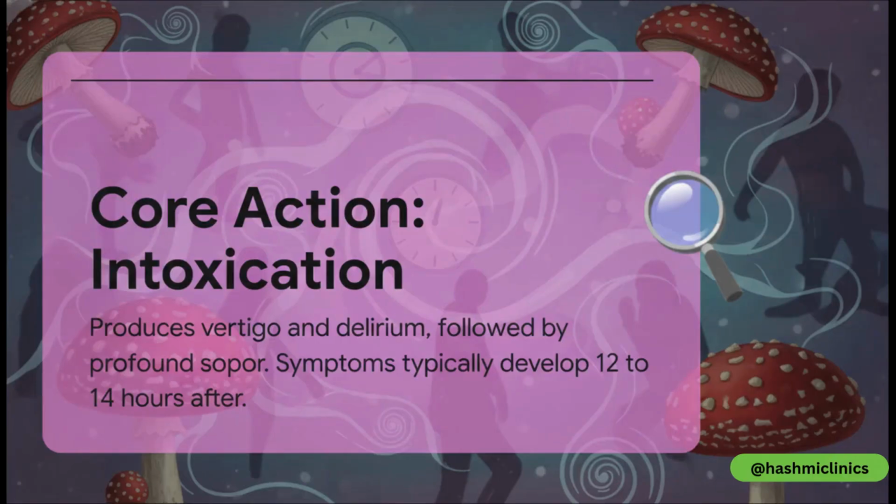Okay, so this slide really lays out the toxicological roadmap for us, and this directly informs how we understand the remedy's symptoms. Notice that slow onset, 12 to 14 hours after exposure. That tells you we're dealing with a deep-acting agent. And this sequence, from vertigo to delirium and then crashing down into stupor, gives us a really clear map of the patient's potential journey.